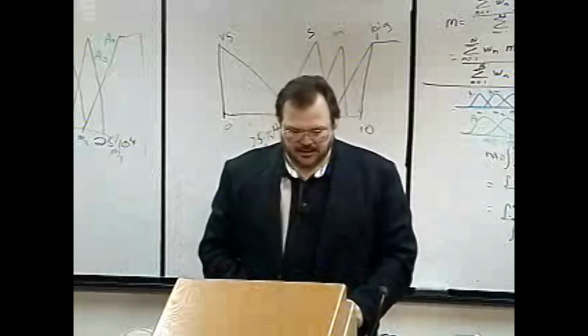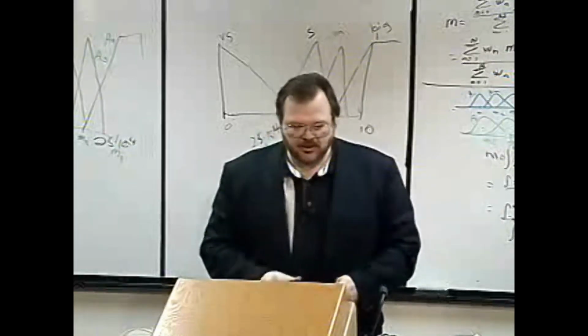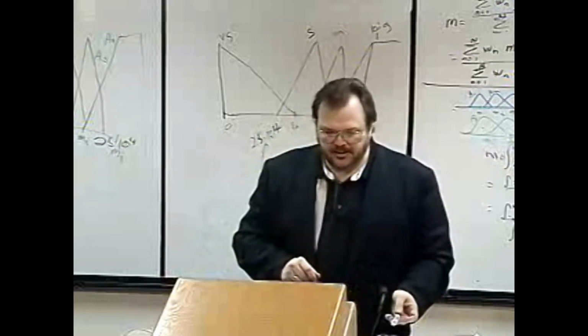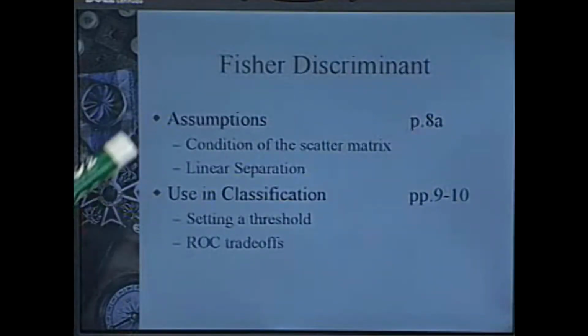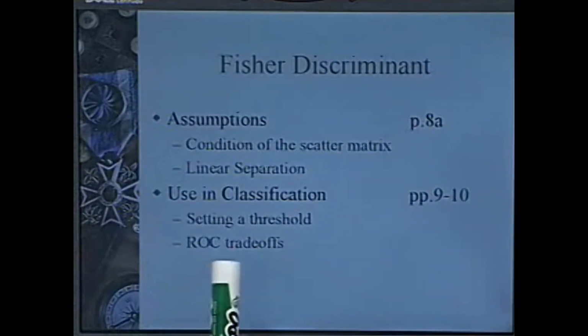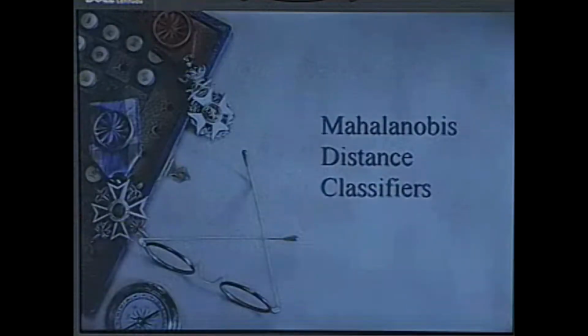Let's remember what we did last time. Last time we looked at the Fisher discriminant, and I think we goofed up a number of things. Finally, in determining the ROC curve, receiver operating characteristic curve, we finally got that straight. Today I want to talk about a different type of distance, the Mahalanobis distance.